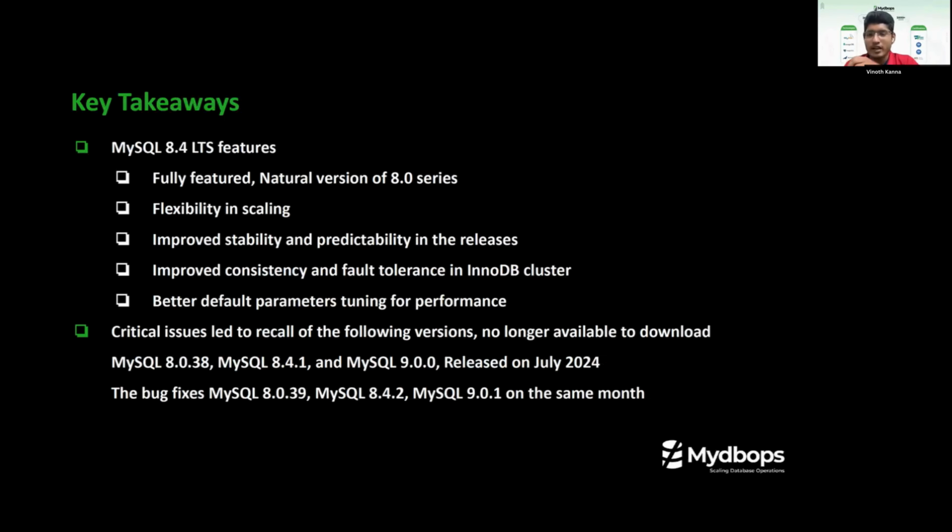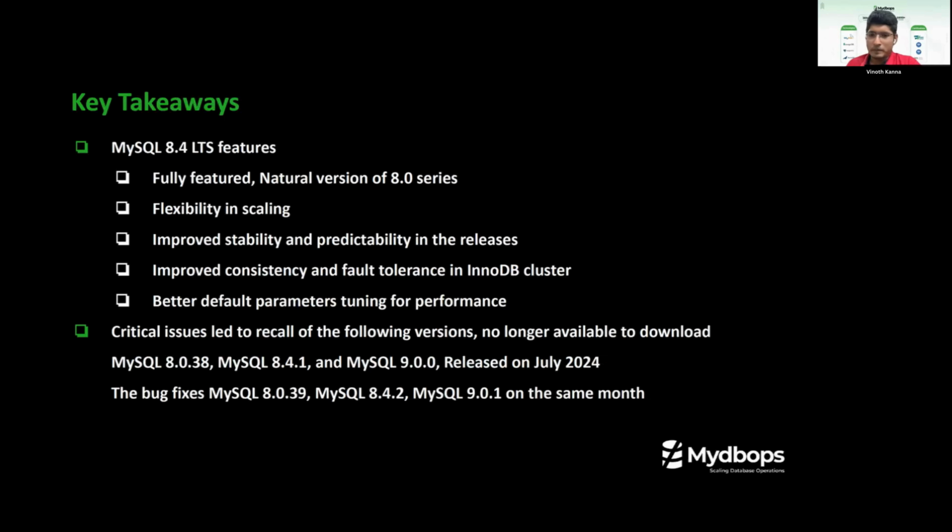And 8.4 is a completely packed release with all the features that we had so far. So I would call it a natural version, as Oracle calls it. And yes, I explained to you various features of MySQL 8.4. It has definitely improved a lot in flexibility in scaling, like adding, removing, cloning, whatnot, right? And the predictability and stability of the releases is getting improved. Predictability in the sense that it has adopted a quarterly release model, so we can expect new releases every quarter.